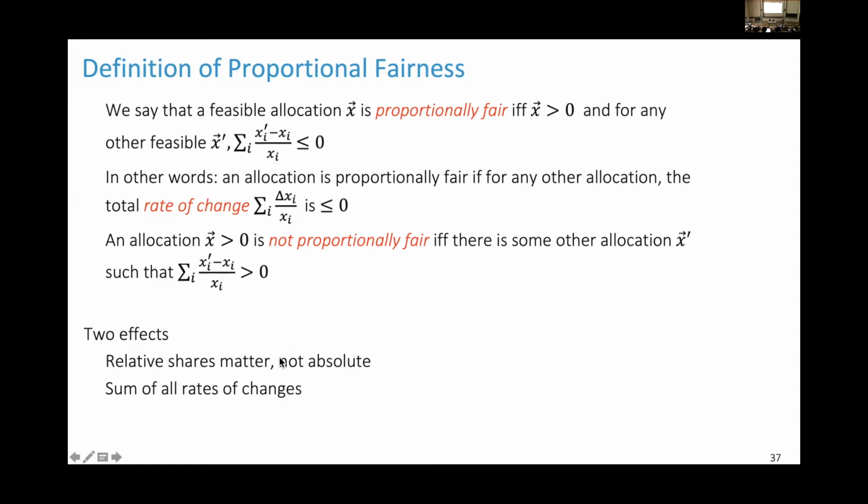Why do we take such definition? Because it has 2 effects. First of all, it takes into account the relative share, the rate of change, rather than the absolute share. Moreover, it looks at the sum of rate of change. So with such definition, we hope that we can take into account the usage of the network also.